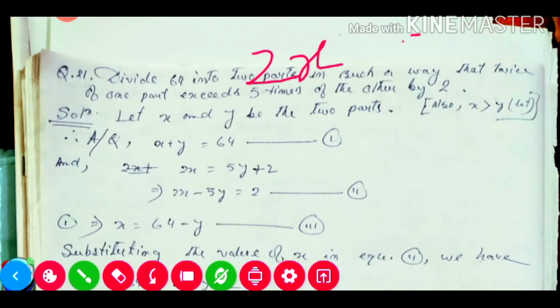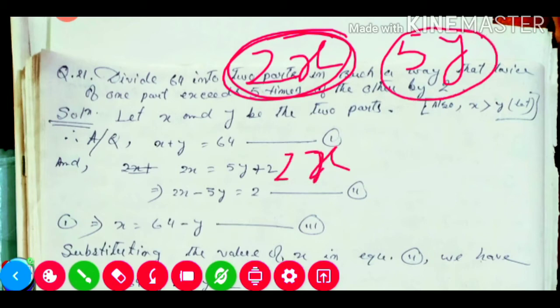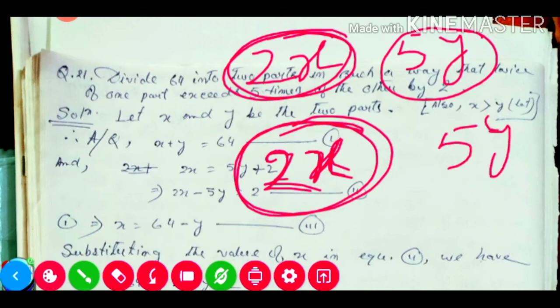If the smaller one is 5y, that time it will be this part. If we make it 2, that time this one will be 2 more than 5 times of this. So plus 2x. That means if we make this bigger part double, that time it will be 5 times of the smaller number. Suppose y value is 10, so 5 into 10 will be 50.